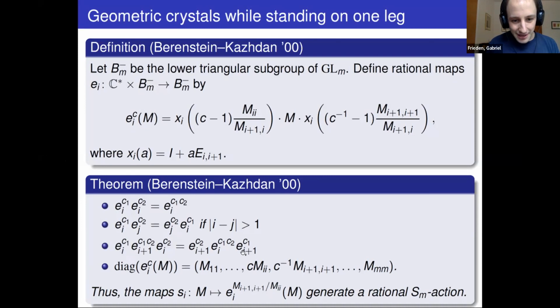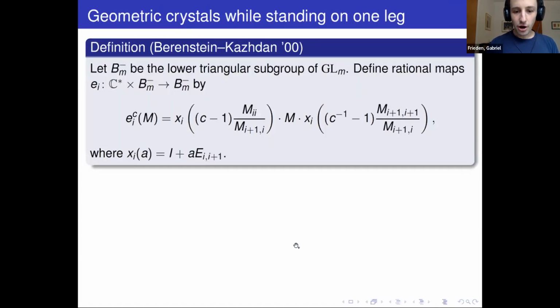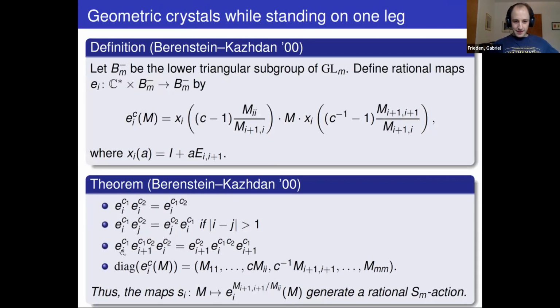And then the really interesting one is that EI and EI plus 1 satisfy this sort of colored version of the braid relation, where you have these parameters C1 and C2 that get slightly mixed up when you do the braid relation. And also, these operators have a simple effect on the diagonal entries of the matrix. They just multiply the ith diagonal entry by C and the I plus first by C inverse.